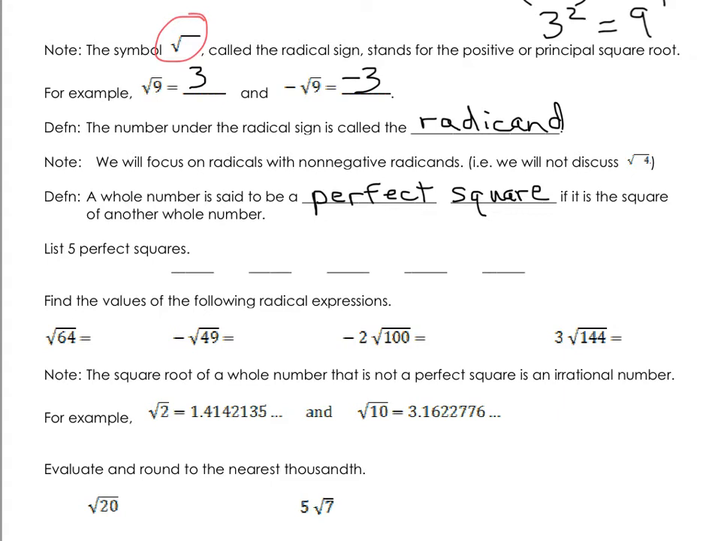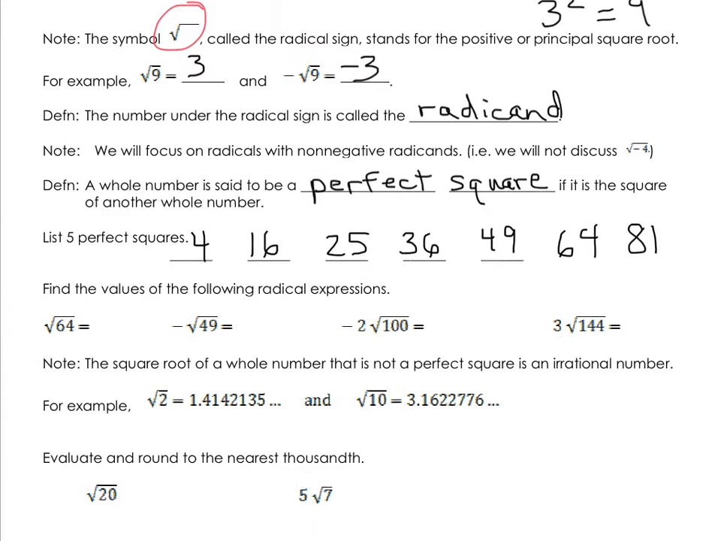Well, 2 squared, that's 4. That's a perfect square. 3 squared is 9. We already have that. 4 squared is 16. 5 squared is 25. Those are all perfect squares. 6 squared is 36. 7 squared is 49. Can you keep going? 8 squared is 64. 9 squared is 81. Keep going. 10 squared is 100. 11 squared is 121.